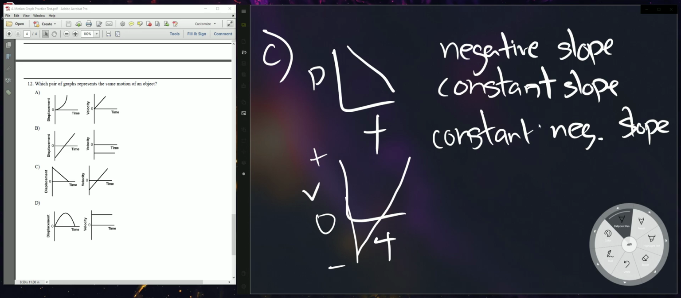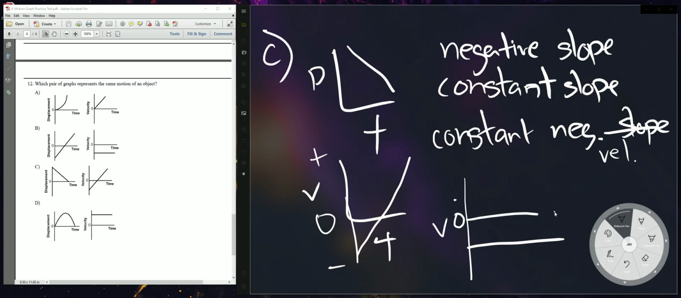Well, if you have a constant slope and you're constant negative, well, this should be velocity. Constant negative velocity, you're just going to have this. Your velocity time graph would just be this. Say this is -2. That would be representing this. But this is a changing velocity, and there's no way this can be true.